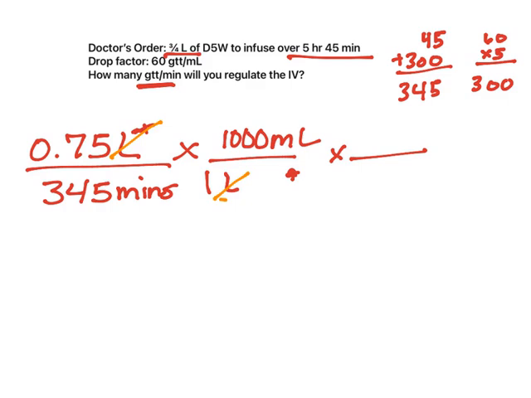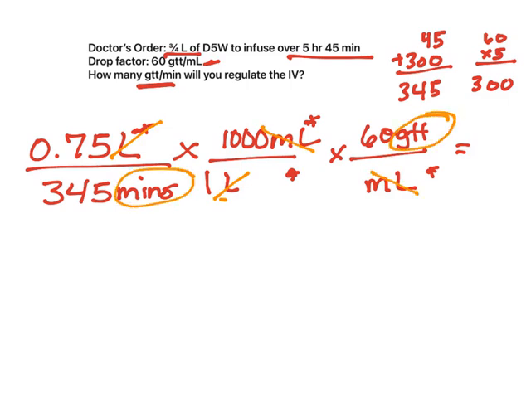So let's go back to our problem, and let's see how can we cancel out the mLs. So our problem says that we have 60 GTTs per 1 ml. So ml is on the top, so ml is going to go on the bottom. 1 ml and 60 GTTs is going to go on the top. So our mLs is going to cancel out, and we're going to be left with GTTs per minute.